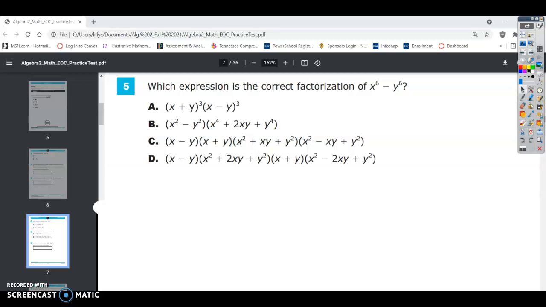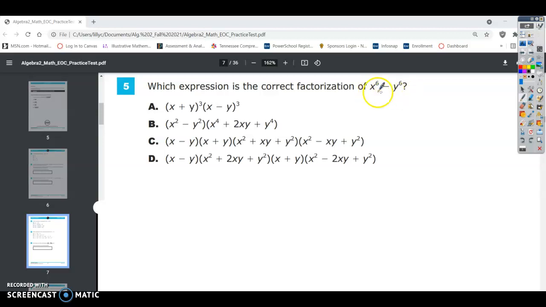All right, Algebra 2, EOC practice test number 5. Which expression is the correct factorization of x to the 6th minus y to the 6th? All right, so we know how to factor quadratics, we know how to factor greatest common terms, and we learned how to factor perfect cubes. Well, this isn't a square or a perfect cube, but we can rewrite this as perfect cubes.